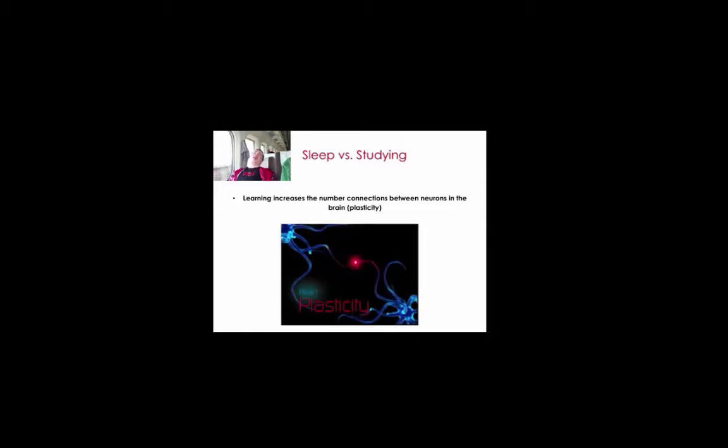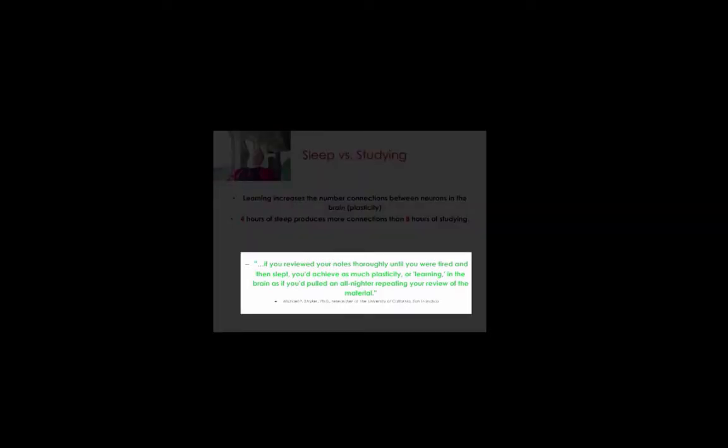Learning increases the number of connections between neurons in the brain. This is referred to as plasticity. And 4 hours of sleep can produce more connections than 8 hours of studying. One research scientist at UC San Francisco states, if you reviewed your notes thoroughly until you were tired and then slept, you would achieve as much plasticity or learning in the brain as if you pulled an all-nighter repeating your review of the material.